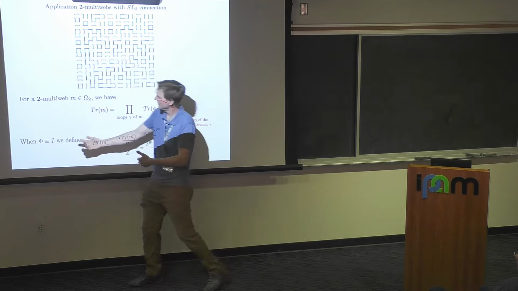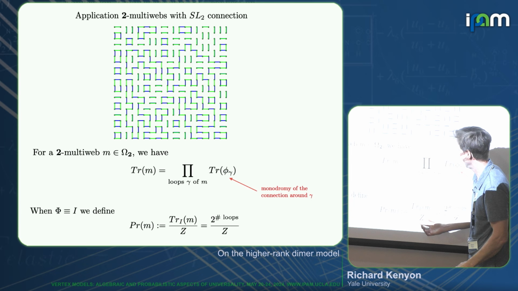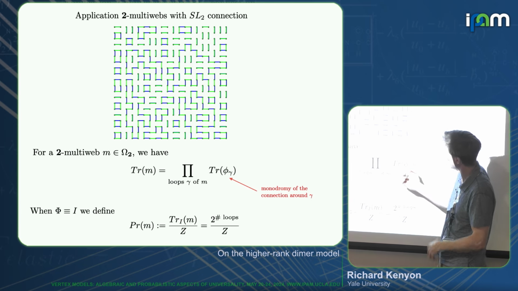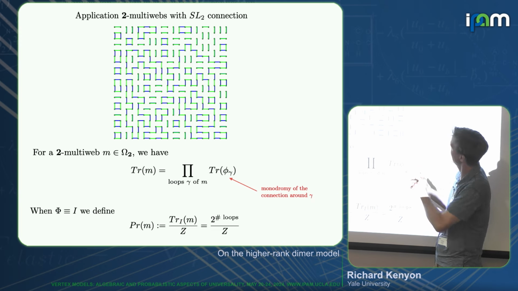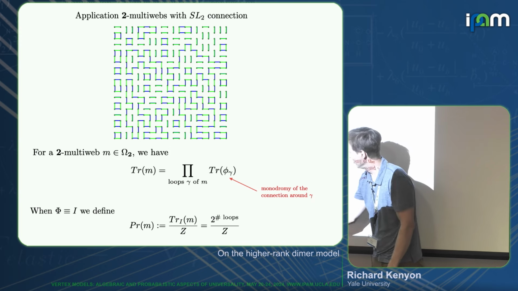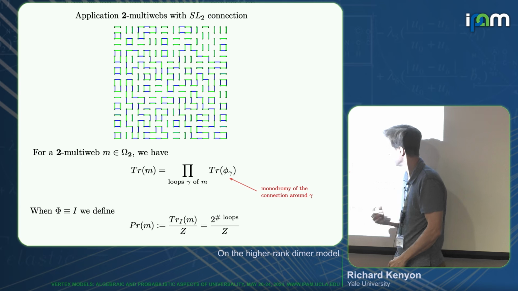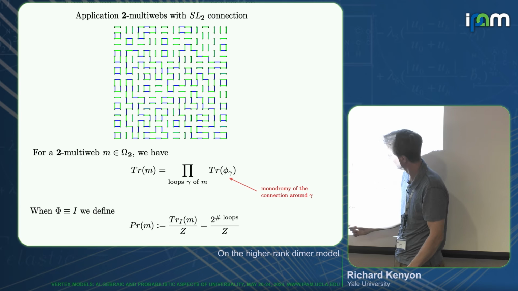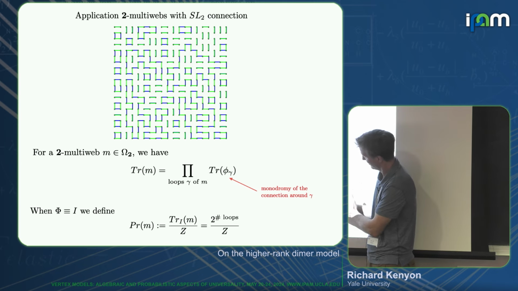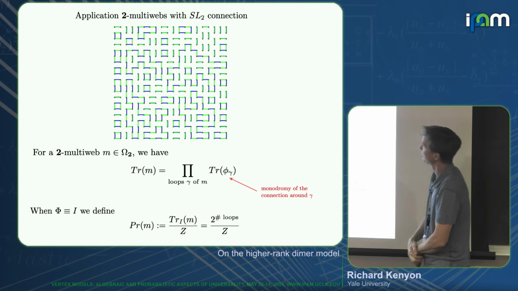For example, if the connection is just the identity connection, then every loop gets weight 2, because the trace of the identity map for SL2 is just 2. And you can make a probability model where the probability of a multi-web is just 2 to the number of loops, the trace of the web, divided by the partition function. So that's the standard probability measure that you assign to a double dimer cover.